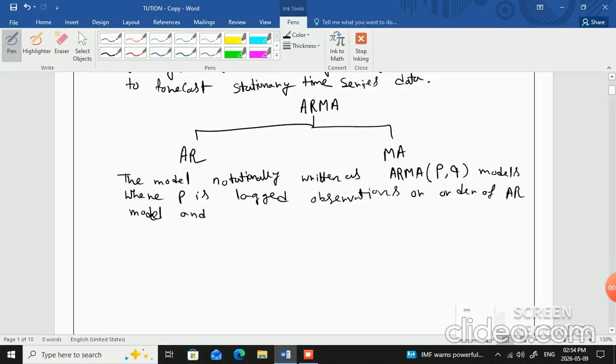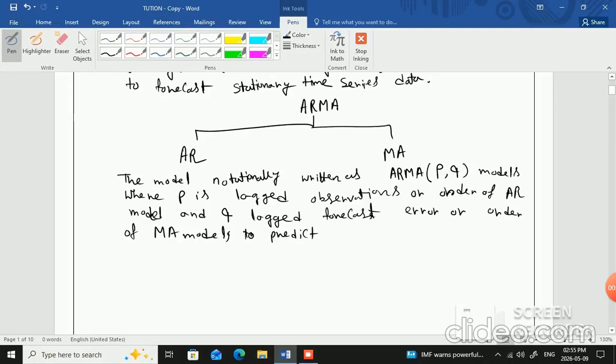and Q is the lagged forecast error, or the order of the MA moving average model, to predict future values.